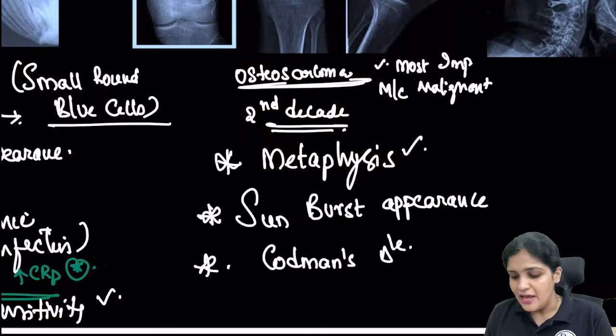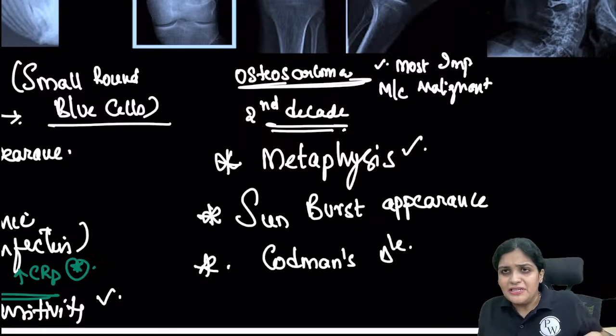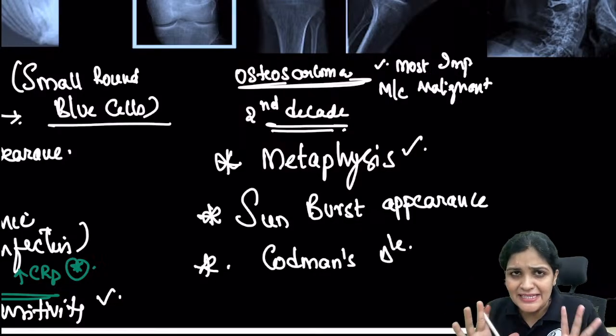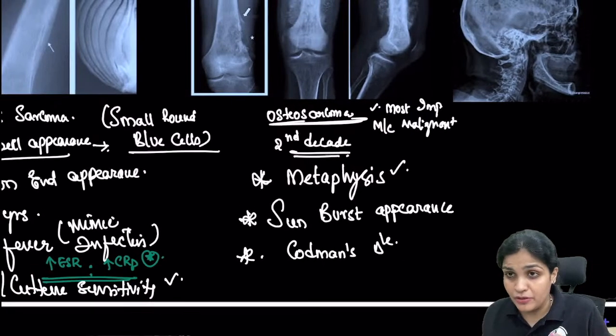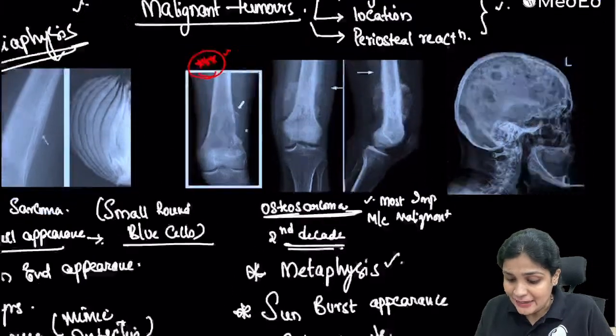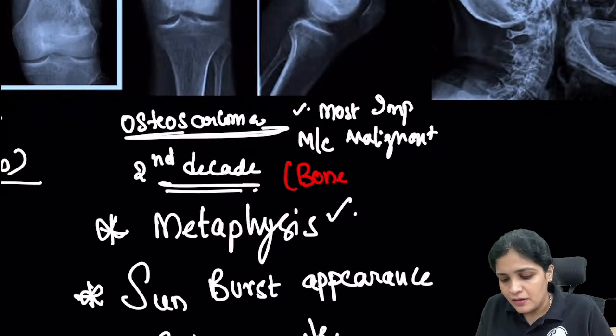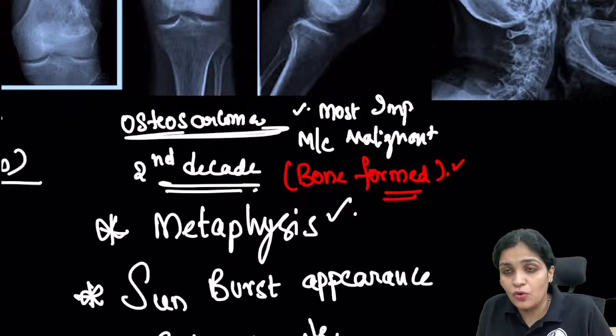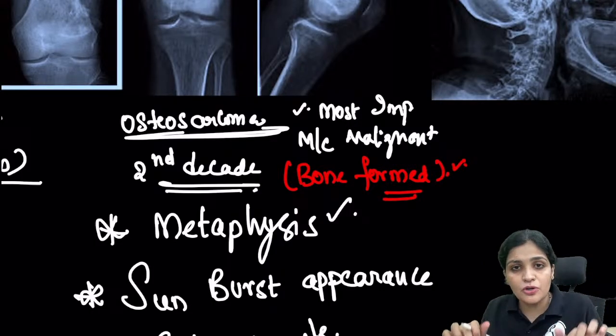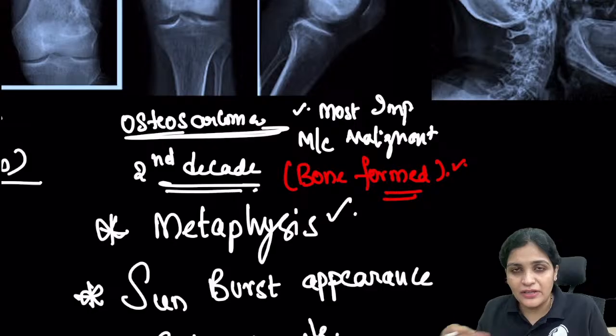Now why does it appear as a sunburst? What you have to remember about osteosarcoma is that this is a very important tumor where bone is formed. That is, an osteoid-forming tumor. On the biopsy you will also see seams of osteoid. So there is literally bone formed in the tumor.